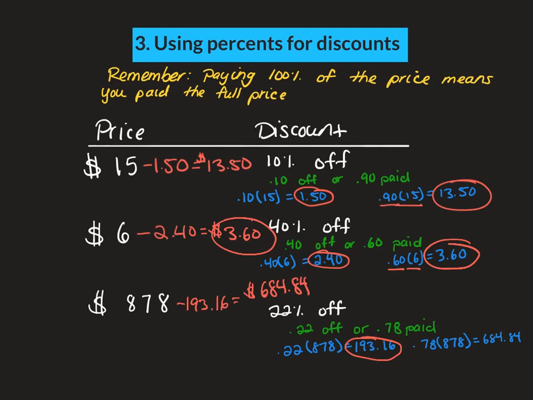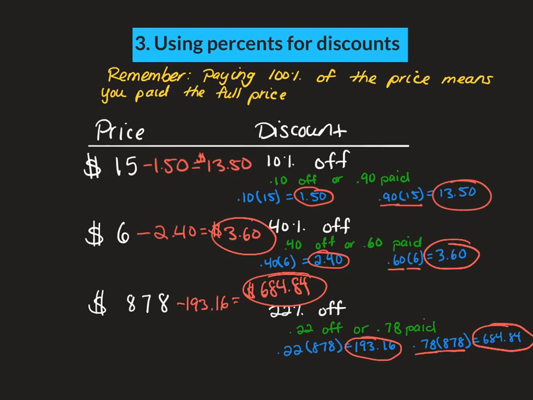In the third one, we find that if we're getting 22% off of the price, we're only going to pay 78%, or in decimal form, 0.78. We multiplied that by the original price of $878, and we found that our new price after discount is $684.84. Again, this is the same as what we found using our find the discount and subtract version.